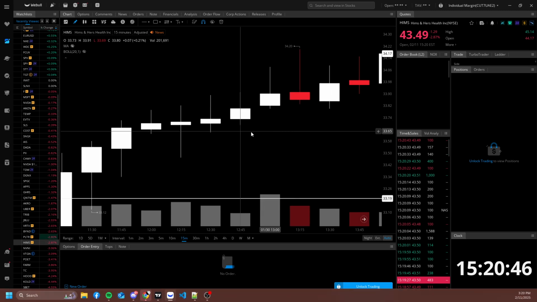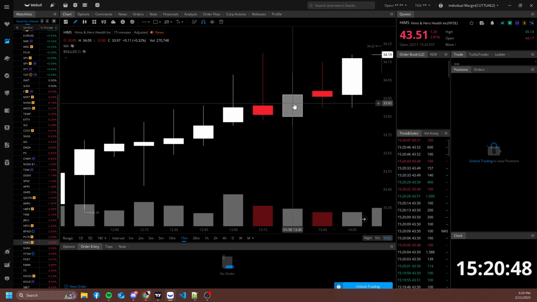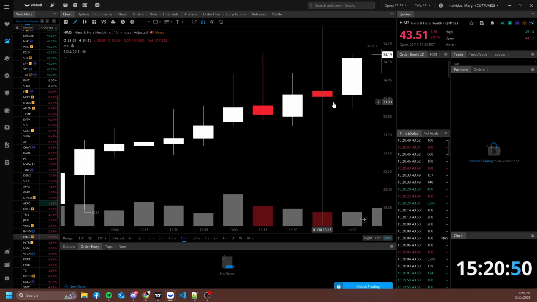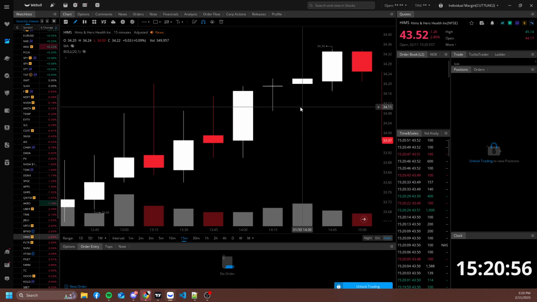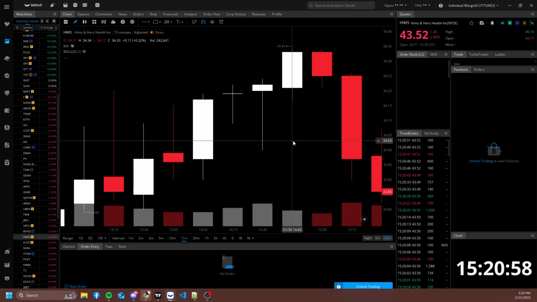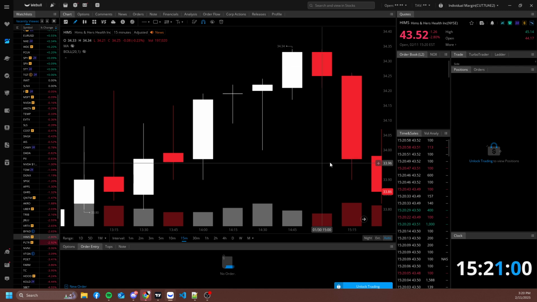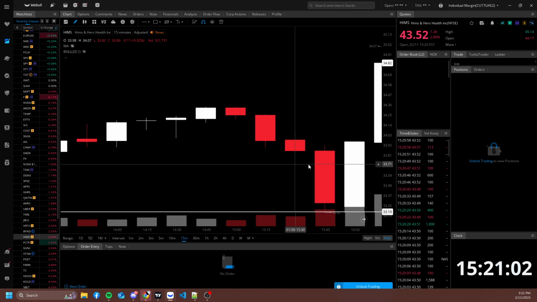Okay, so in this case, I get 1, 2, 3, 4, and then a pullback. So we don't get a full 5, so there's no action to be taken here. 1, 2, 3, and then a pullback. All right, so we get a pretty low one here. So 1, 2, 3, 4, 5.